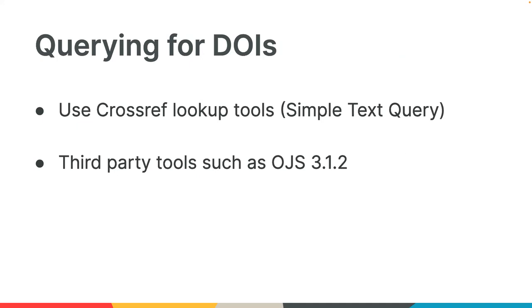So reference linking can be accomplished by a number of different teams, depending on a member's workflow. And this could be your production team or your editors, service providers. And you can also ask authors to include them with their submissions. So we're going to look at our tool, which is a simple text query, and also the OJS plugin.